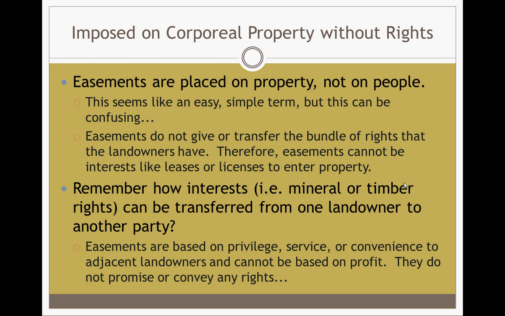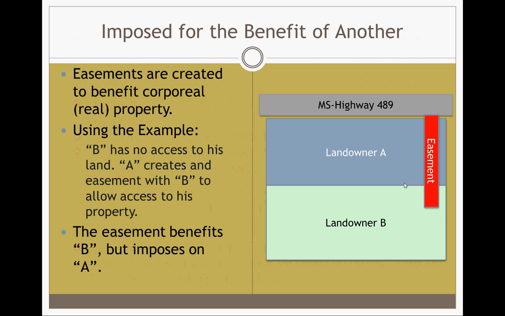These easements do not promise or convey any rights. And that's really good to understand because we're not making an agreement between two people, but there's no rights transferred from one person to the other, except for rights of use. Now, imposed for the benefit of another. Easements are created for the benefit of corporeal or real property.